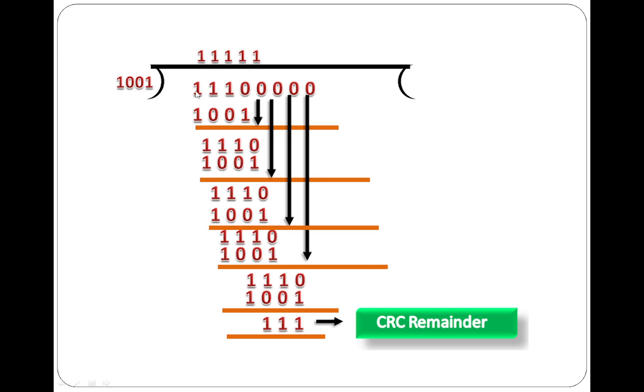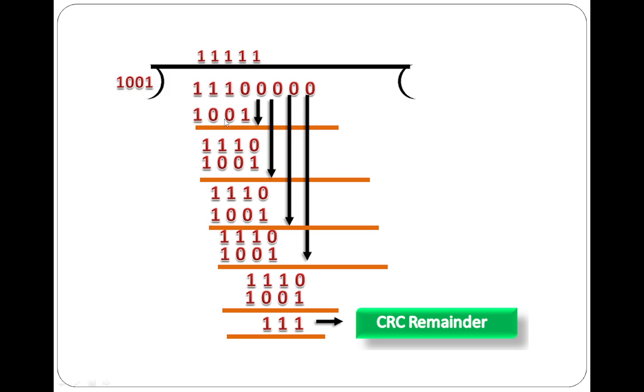Now we are going to perform the ordinary binary division. Here we are going to calculate the XOR function. How does the XOR function work? If the bits are equal, then the result is 0. If they are different, then we put 1. For example, 0, 0 gives 0, 1, 1 gives 0, 0, 1 gives 1, and 1, 0 gives 1.